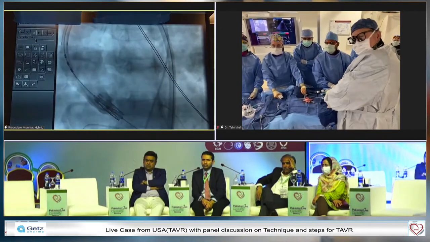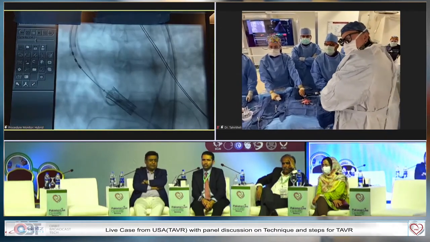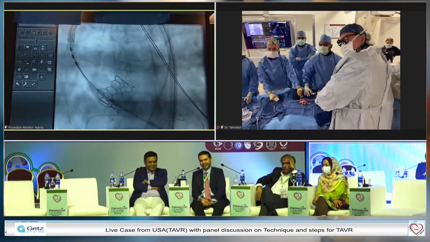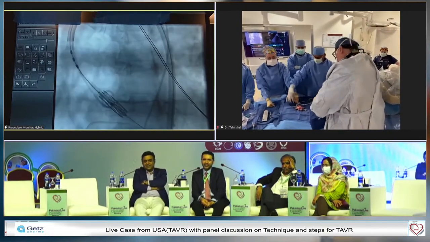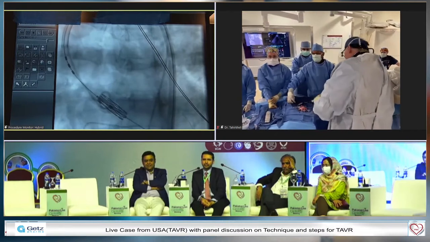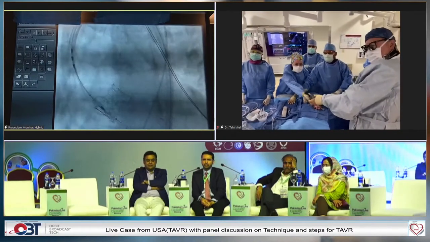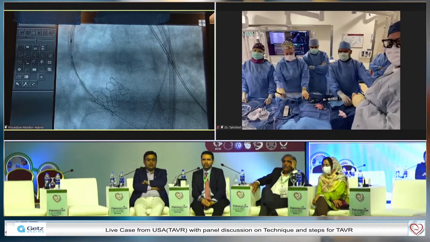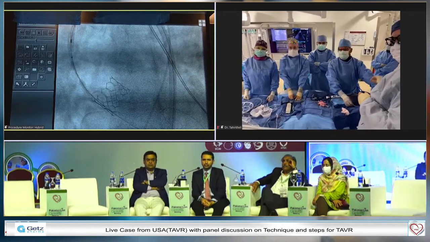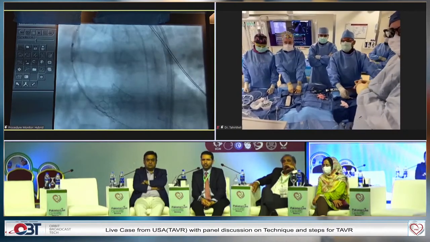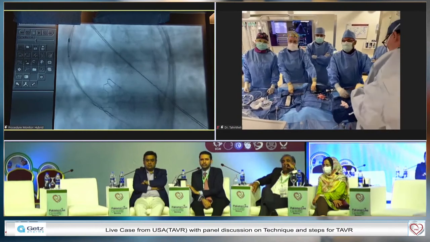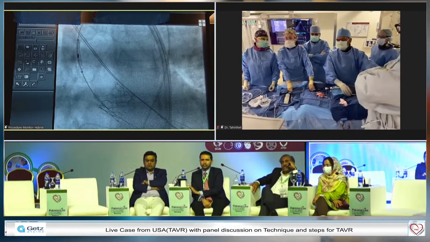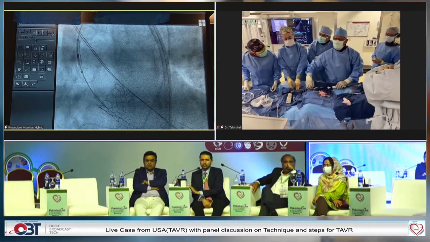Inject. Looks a bit high. Draw pacing. Good. Yeah, it was a little high. We were trying to do 90-10. Let's see how that goes. Just go ahead and give a little aortogram here. Take a peek at it.